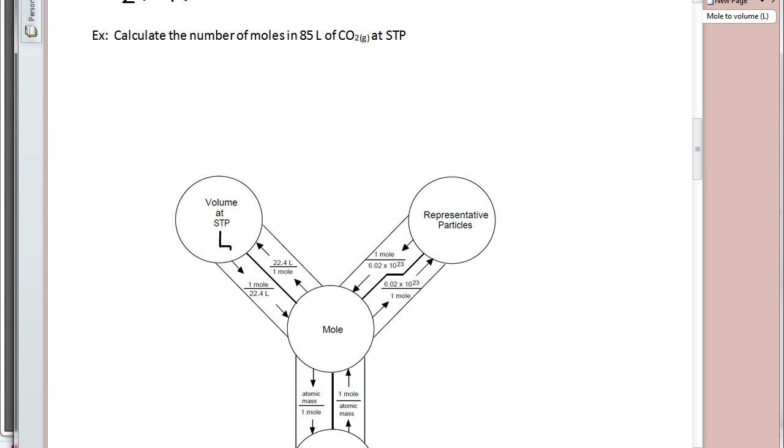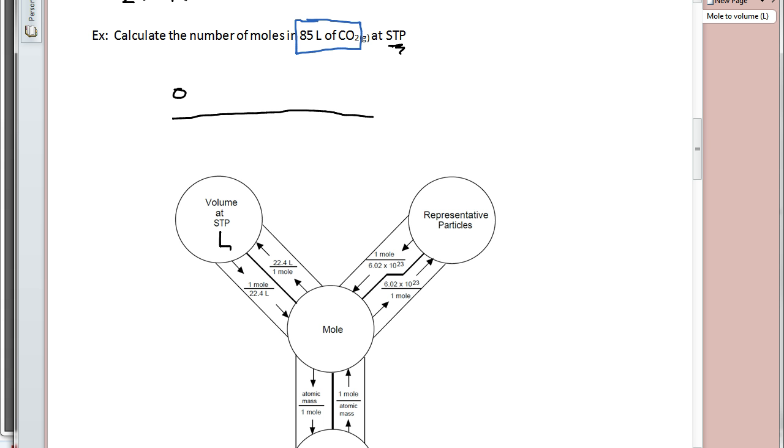Once again, I'm just going to put liters right here. Now it says calculate the number of moles in 85 liters of CO2 at STP. Once again, that STP just gives us permission to use the mole road. That's all it is. First thing I'm going to do is identify my known value. My known value is 85 liters of CO2. That's my known.